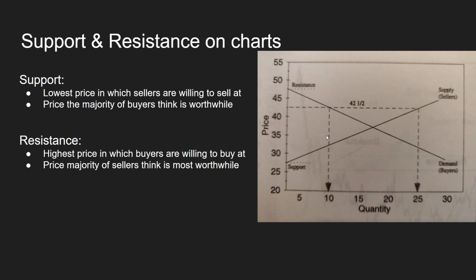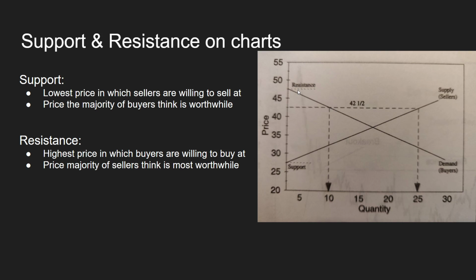So if you look at a supply and demand chart, you can see where the resistance and support levels are. The support level is essentially where the supply curve intersects with the y-axis, and where the demand curve intersects with the y-axis is the resistance level.